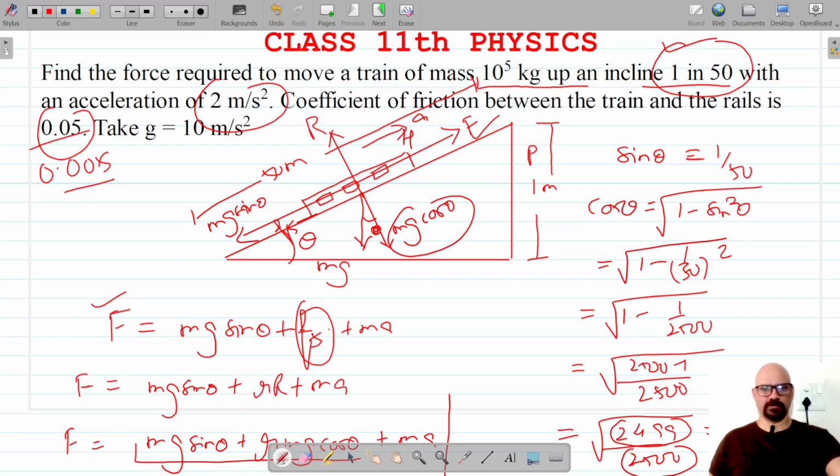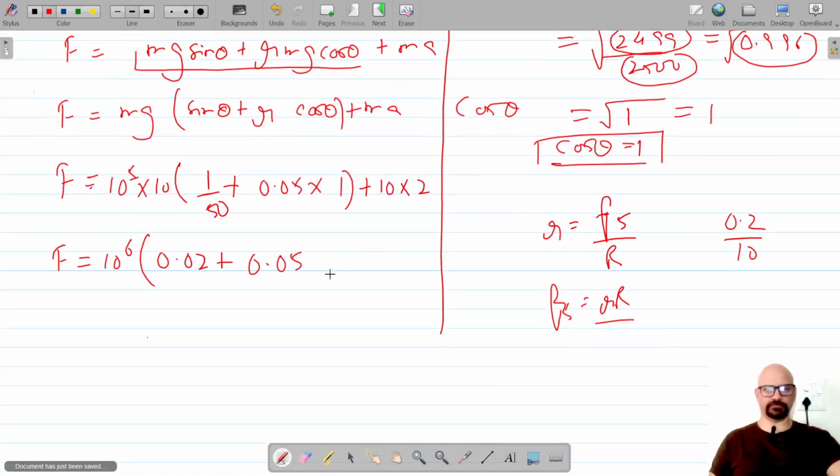Let's correct that. So this is 0.005, plus 10 into 2. Mass is, sorry, this is 10 raised to the power 5. So this is 2 into 10 raised to the power 5.